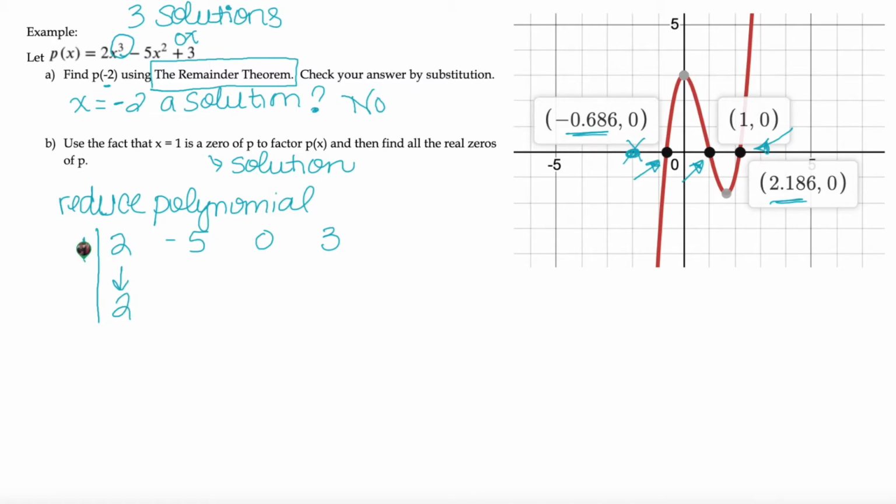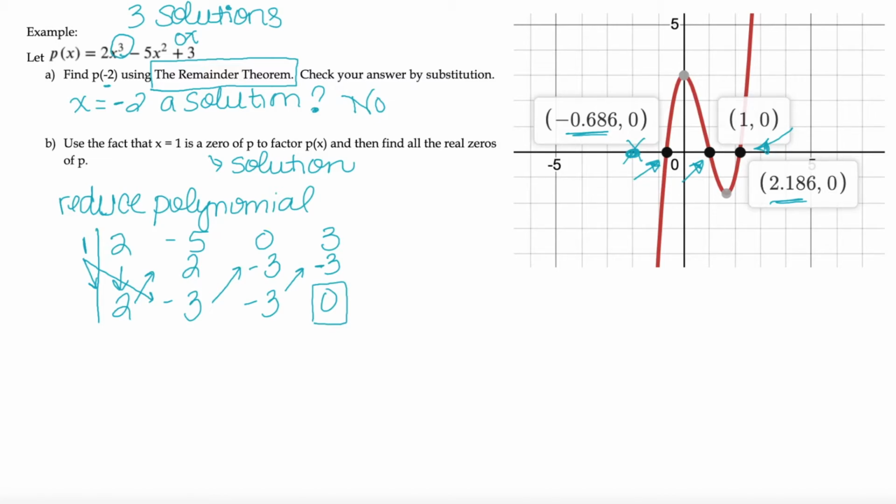1 times 2 is 2, so I bring that up here. Negative 5 plus 2 is negative 3. 1 times negative 3 is negative 3. 0 minus 3 is negative 3, and one more time, 1 times negative 3 is negative 3. Ooh, notice that we have a 0 remainder, because we obviously see that 1 is a solution.